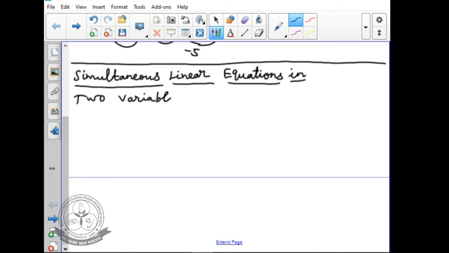This we studied in 9th standard. Just one time we have to recall here. Simultaneous linear equations in two variables. What is the meaning of linear equation? Any first degree equation is called a linear equation. First degree equation means, suppose we take x, y like that. What is the power of x? The power will be 1, and for y the power will be 1. This is only called a linear equation. Any first degree equation is called a linear equation in two variables.